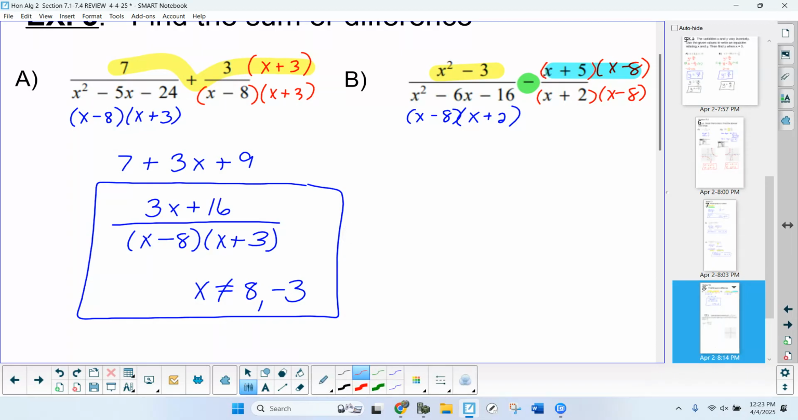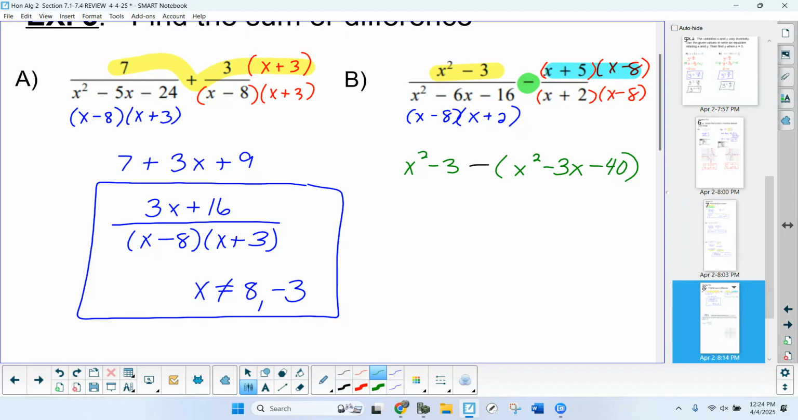All right, so let's work on our numerator first. I have x squared minus 3 minus, and then what am I going to have to make sure I do with this right side? After I put the FOIL in, I have to FOIL and put it in what? Parentheses, and then distribute the negative. So when you FOIL x plus 5x minus 8, what do you guys get? X squared minus 3x minus 40.